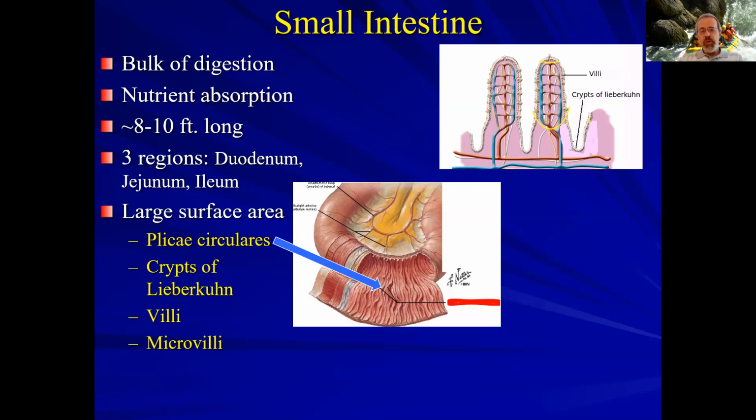The small intestine, region-wise, there are three different parts of the small intestine. The first part, which is connected to the stomach, is the duodenum. This is where most of the absorption, most of the remaining digestion occurs. And then we have the jejunum, followed by the ileum. And the ileum is what will continue on into the large intestine.